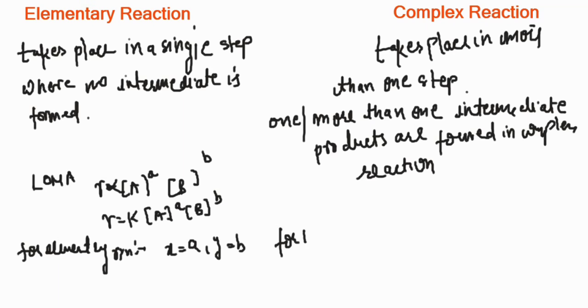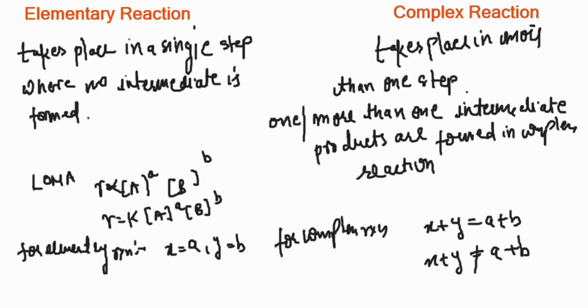For a complex reaction, x plus y could be equal to a plus b, or x plus y could also not be equal to a plus b. What does it mean? Suppose we have an elementary reaction A plus 2B giving 5C. So the rate expression can be written as K [A] into [B] raised to the power 2. So x equals a and y equals b in case of an elementary reaction.